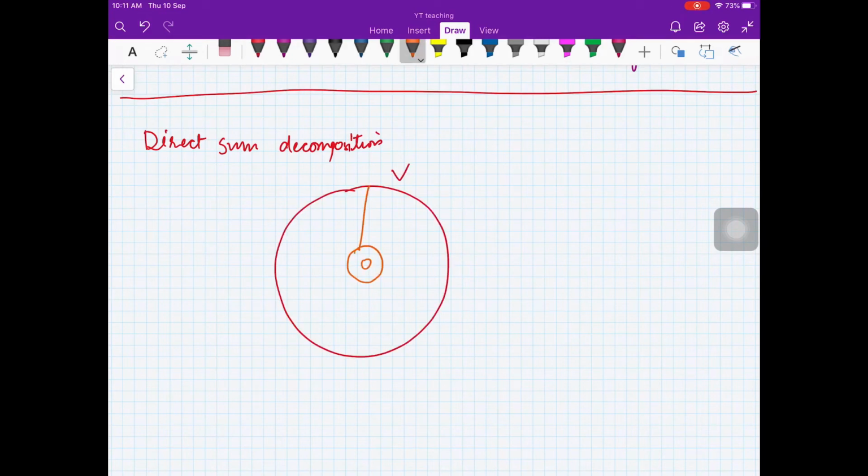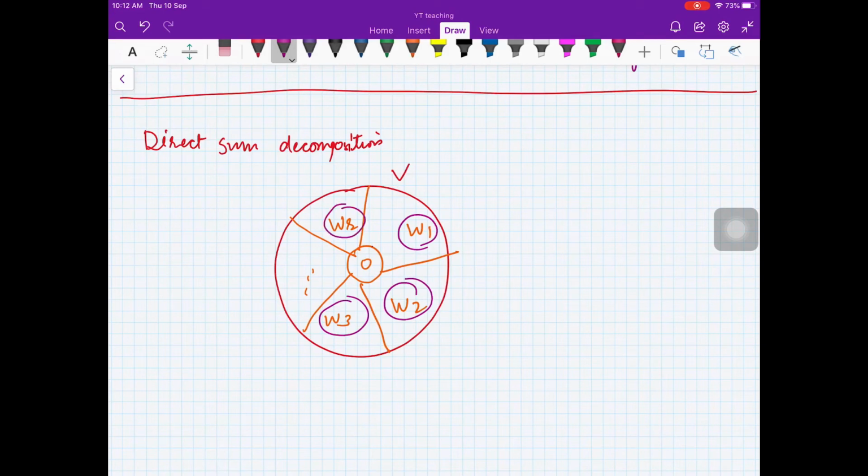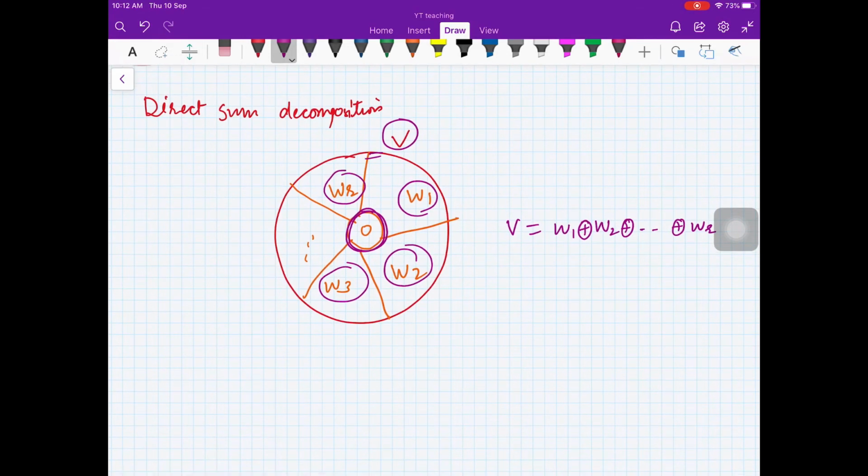So for direct sum decomposition, the picture looks like this: you have V here, and then you have subspaces. You have 0 here. So this space is W1, this space is W2, this space is W3, and so on, this space is WR. In all these W1, W2, WR, the common element is only 0, and they cover the whole of V. So V is equal to W1 direct sum W2 direct sum WR, right? This is just for representation, not something very exact, just to remember what exactly is happening.